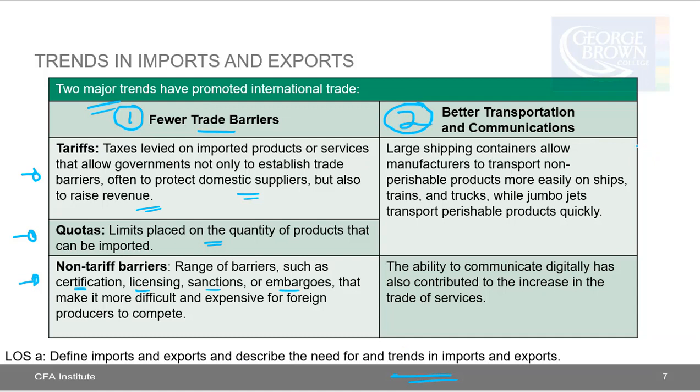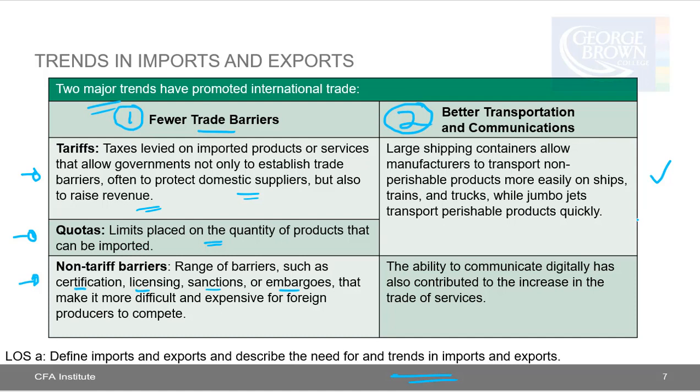Moving over here to the second major trend that has promoted international trade, better transportation and communications, large shipping containers allow manufacturers to transport non-perishable products more easily on ships. Okay, we see these mega container ships.